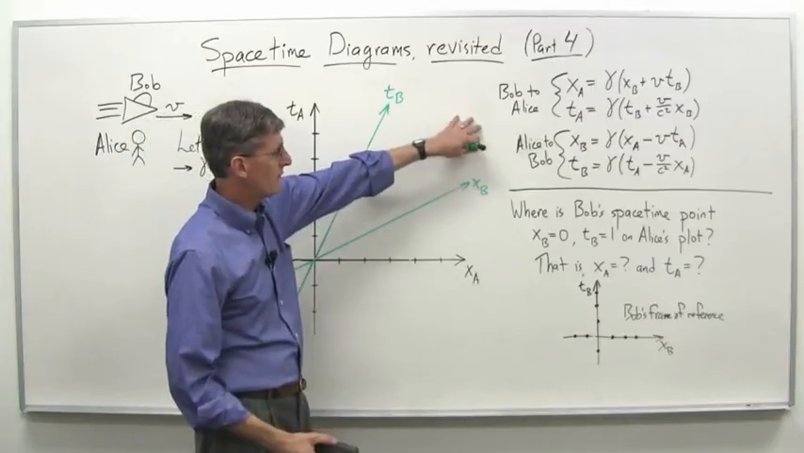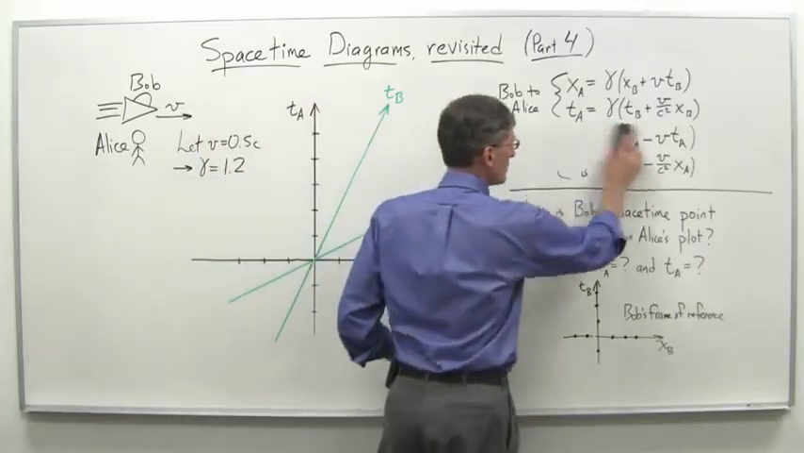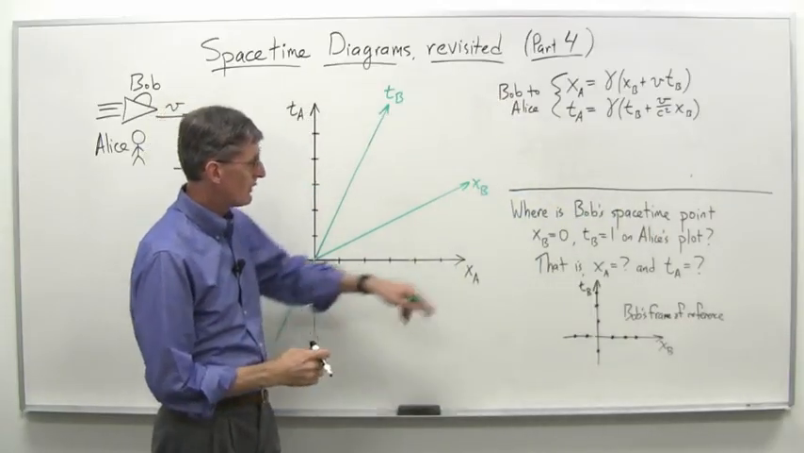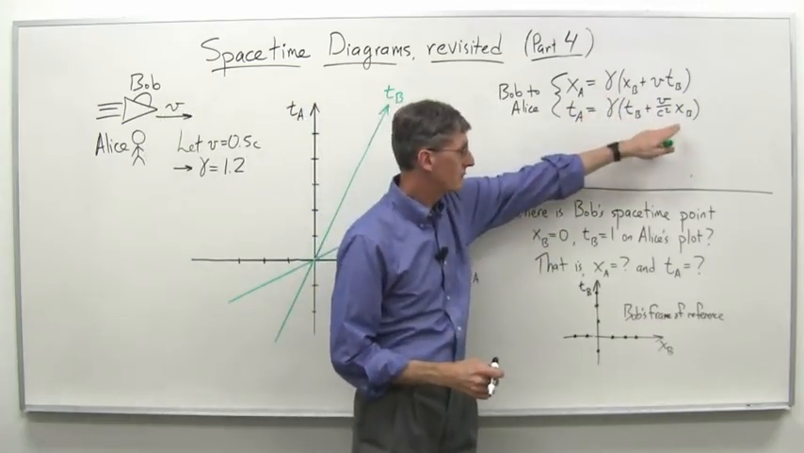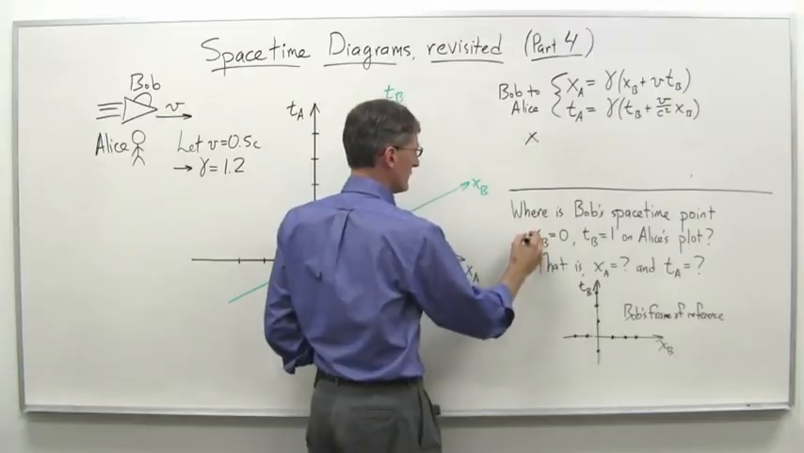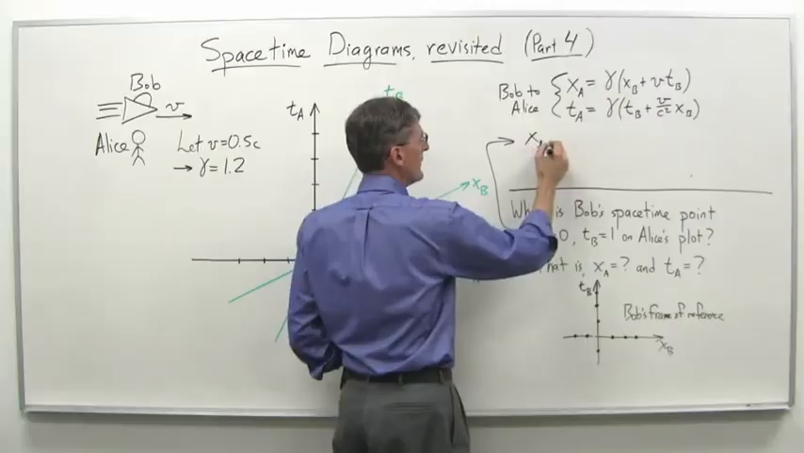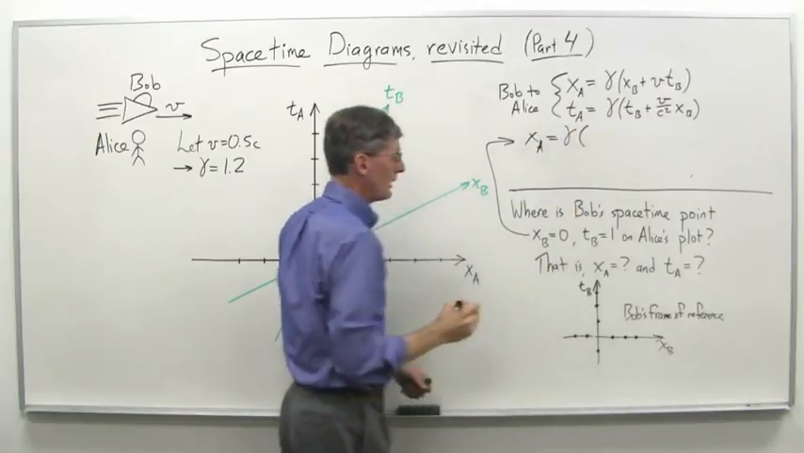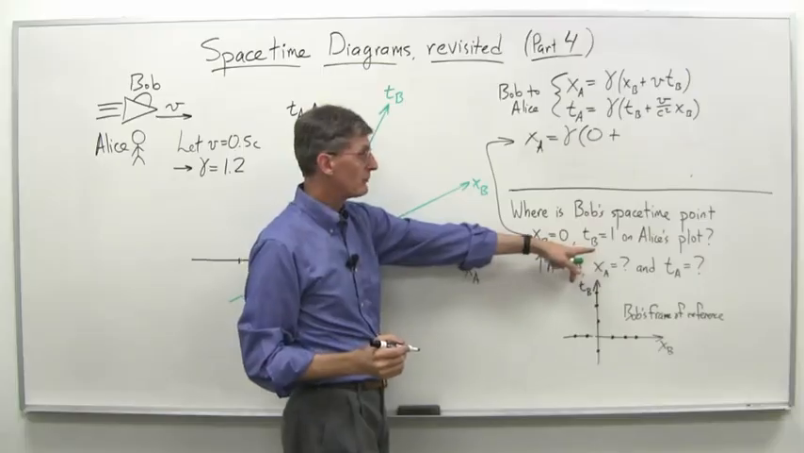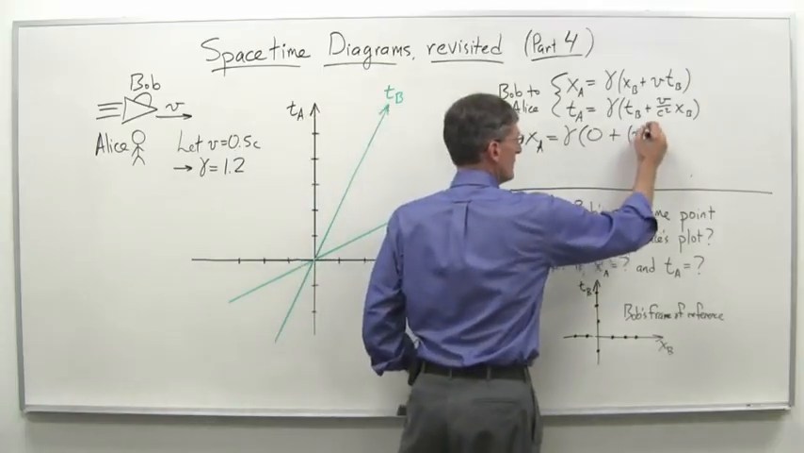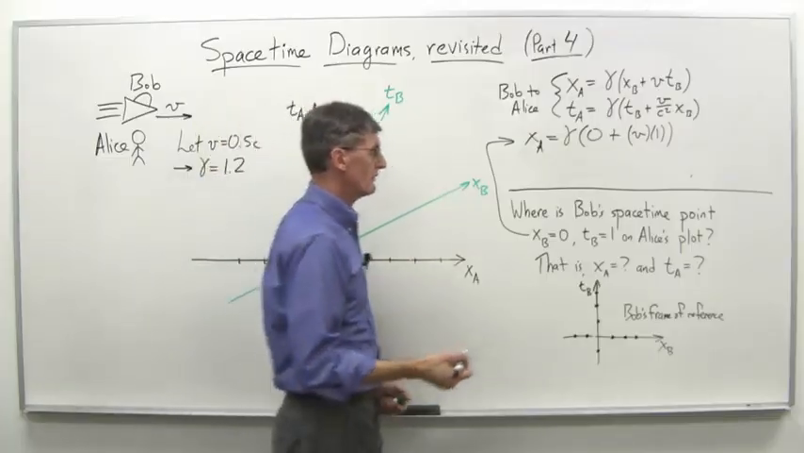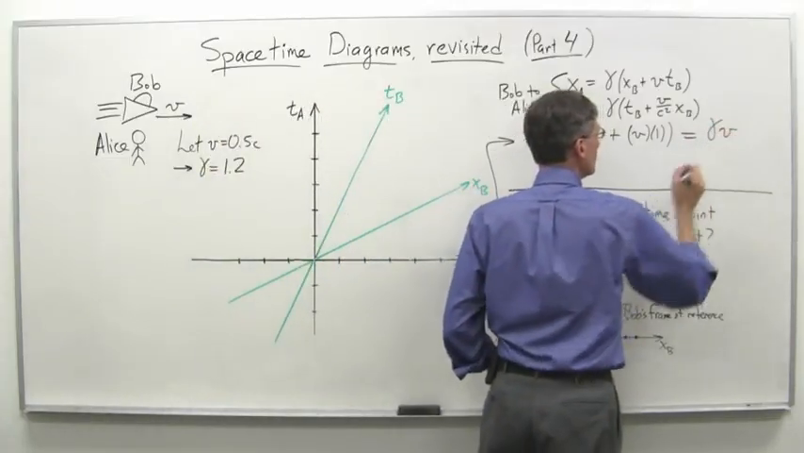So if we look at our equations up here, it's actually the top pair that work well this time. So we'll erase that and say, okay, because note I've got x_B equals 0, so I can put 0 in for the x_B's here, and t_B equals 1. So we're going to put these in here, and I get x_A equals gamma times x_B, which is simply 0, plus v times t_B, which is 1. So I just get v times 1, and obviously 0 plus v is just v. So this becomes gamma v.